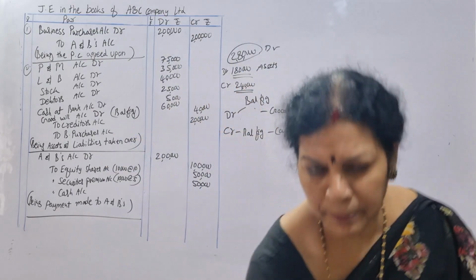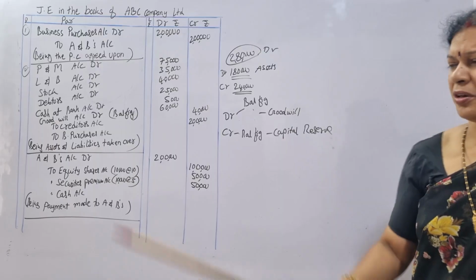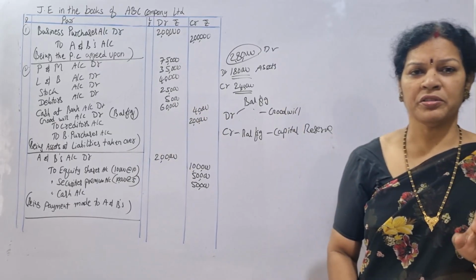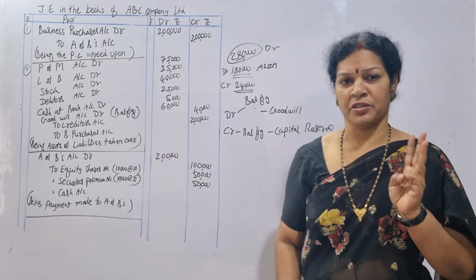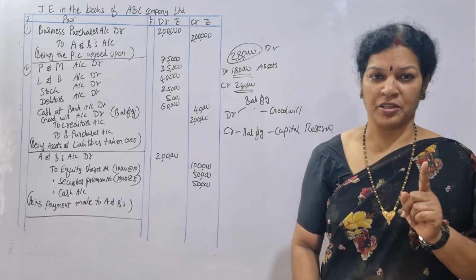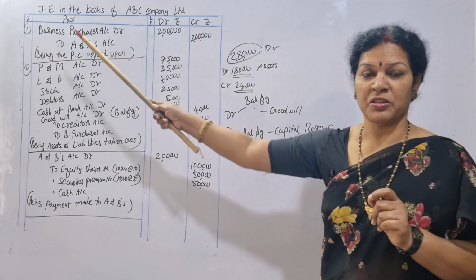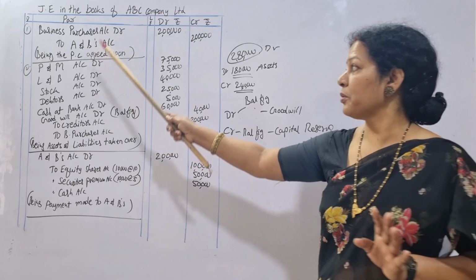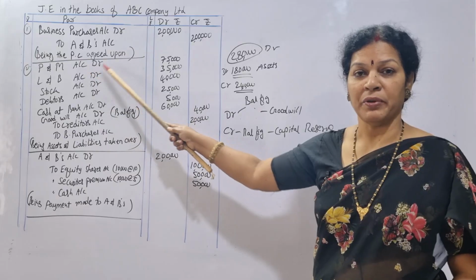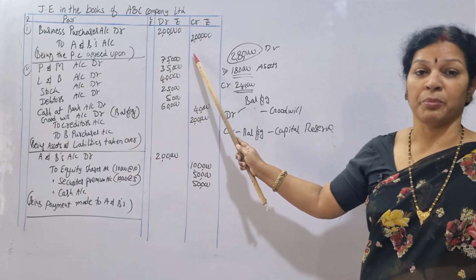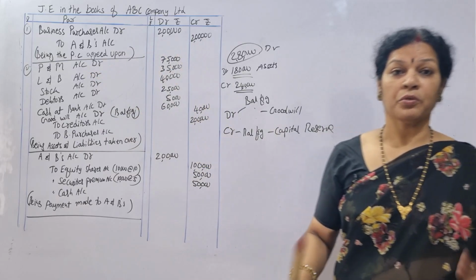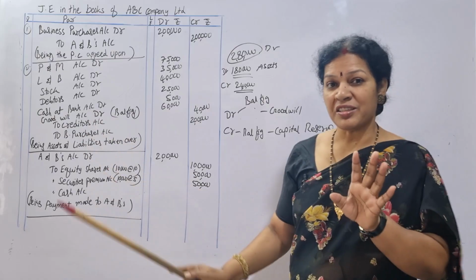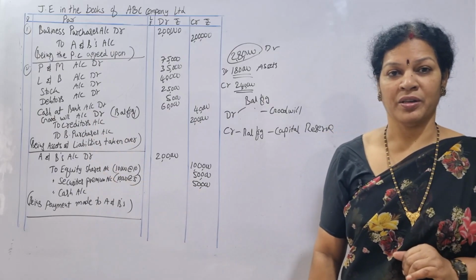Let me give you a recap. Screenshot is also not required. You only have to remember 3 entries. One is the purchase consideration: business purchase account debited to vendor's account. This is the purchase consideration amount. We are not paying it here, it is only for purchasing. After that, assets and liabilities are taken over.